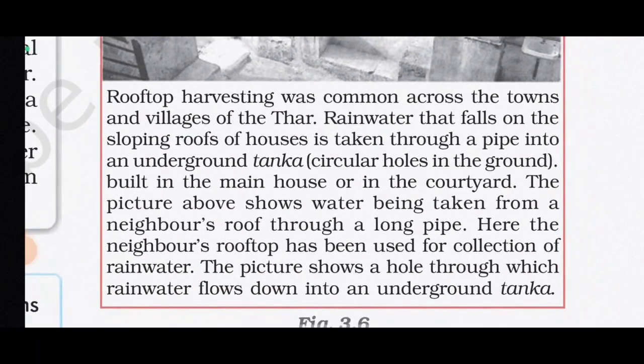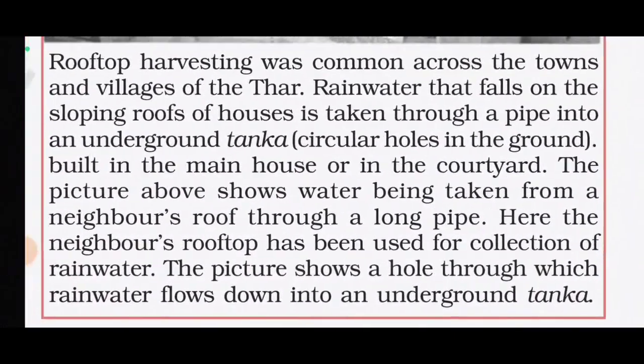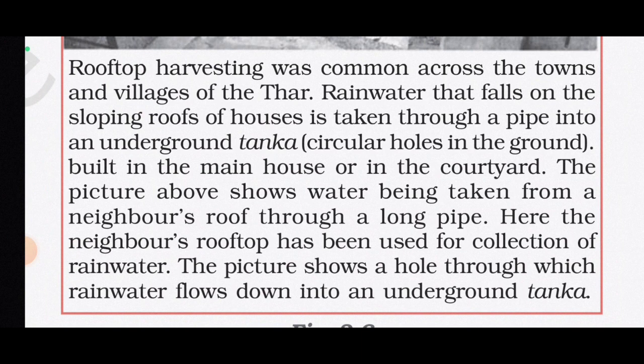Rooftop harvesting was common across the towns and villages of the Thar. Rainwater that falls on the sloping roofs of houses is taken through a pipe into an underground tonka, circular holes in the ground, built in the main house or in the courtyard.